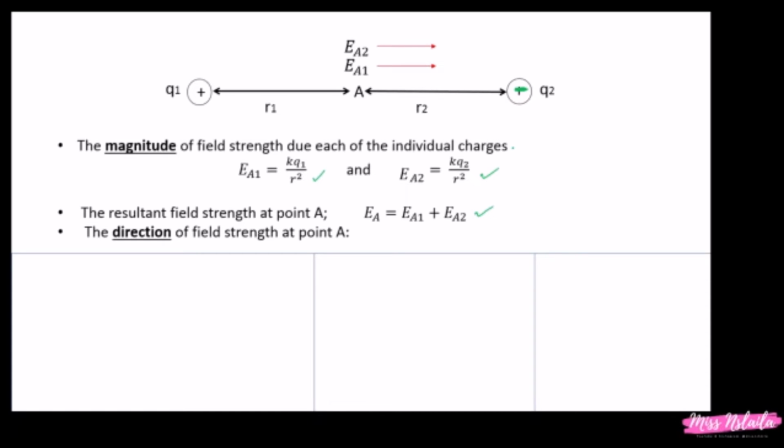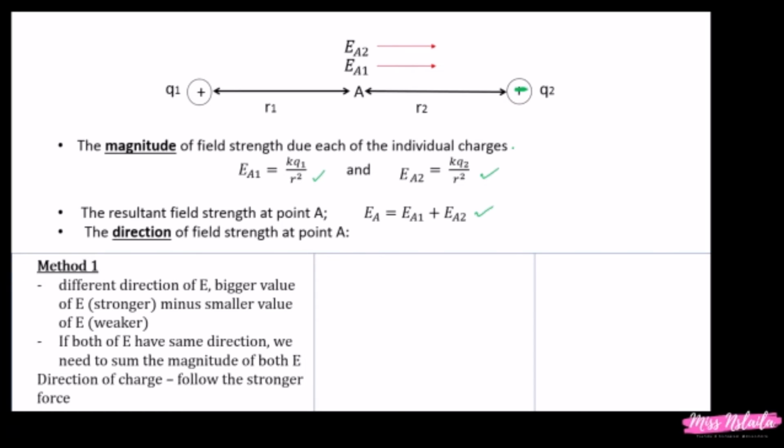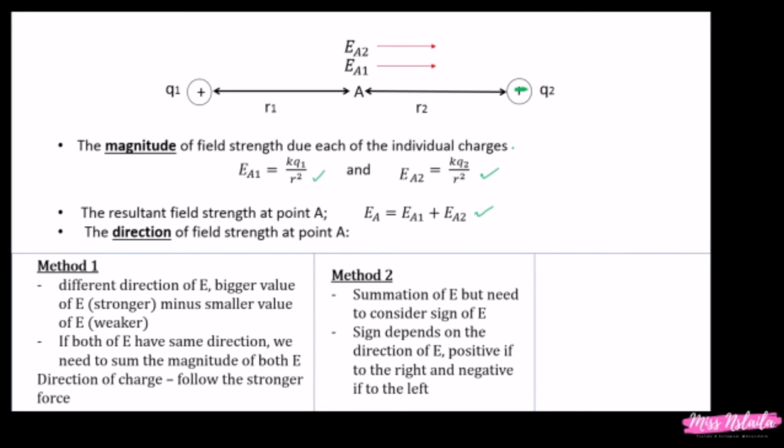Thus, to find the resultant electric field strength, E, when we have two or more point charges, we have three methods. The first method is used if the E's have different directions. If one E is to the right and one E is to the left, then we can use method 1: subtract the smaller value from the larger value. Method 2, we can find the summation of E. If both E are going to the right, or both going to the left, then we just add them. We know the direction of the resultant E. But if one is to the right and one is to the left, then the right is a positive value and the left is a negative value. Find the summation of E but consider the sign of E. Same as the concept of force. Okay.